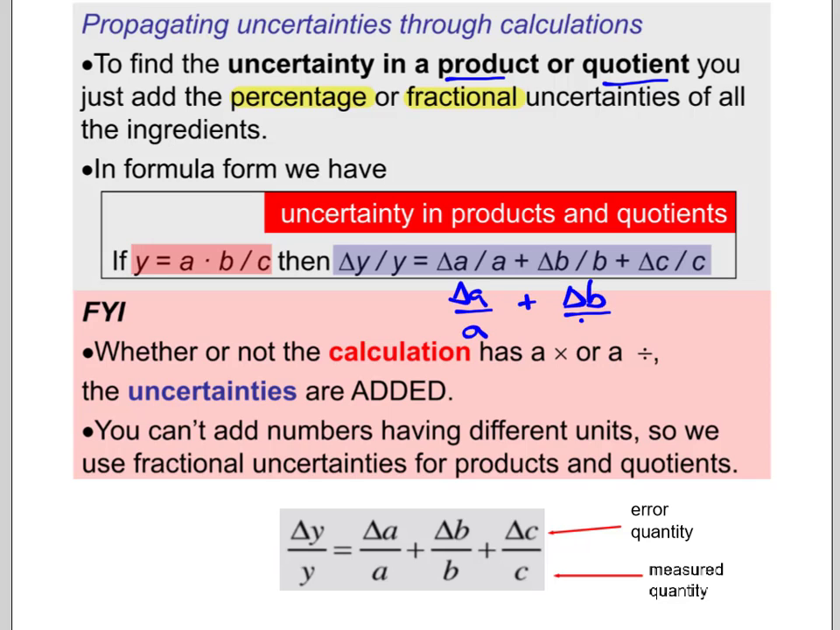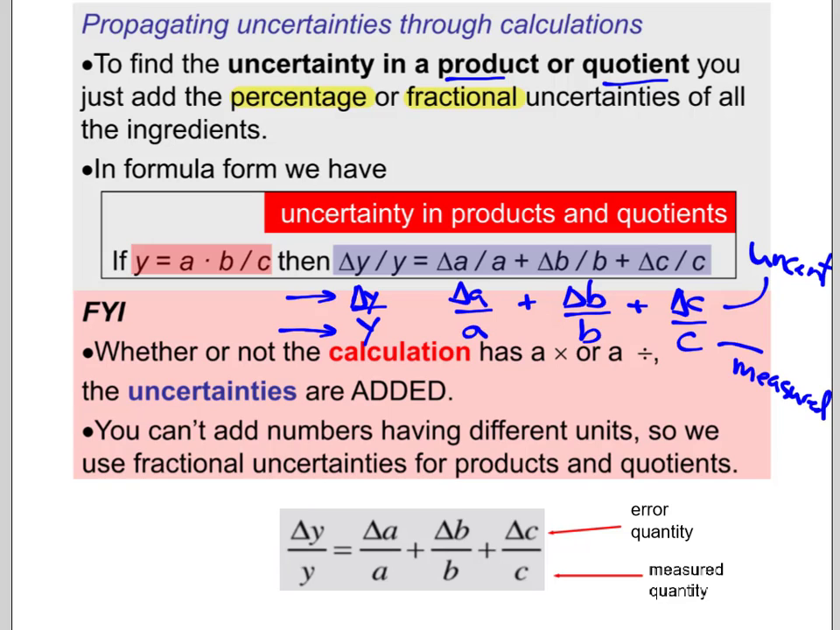So these here are all your fractional quantities. I'll put delta y over y. Key thing to remember, the delta is the uncertainty, and the value on the bottom is the actual measured quantity. So when you're looking at something like delta y over y, the delta y is the error on the overall calculation, and the y is the final result.